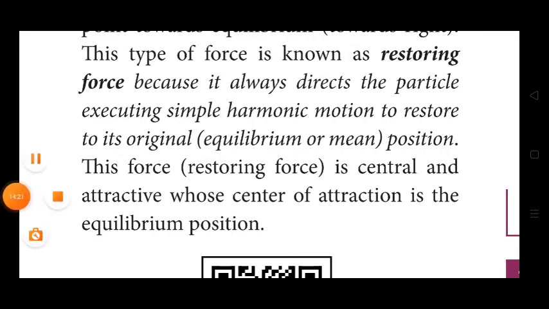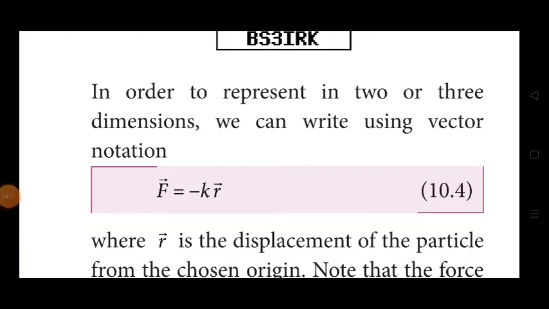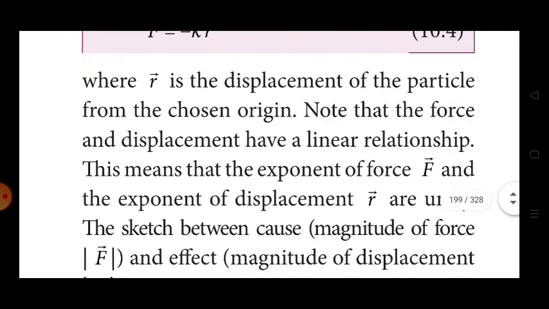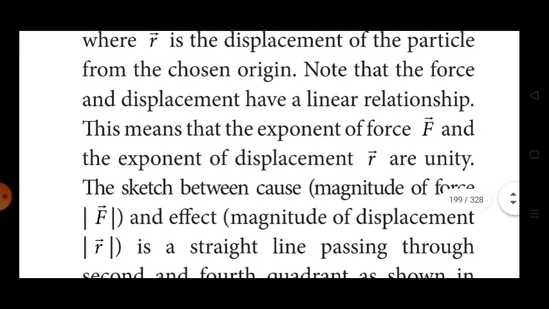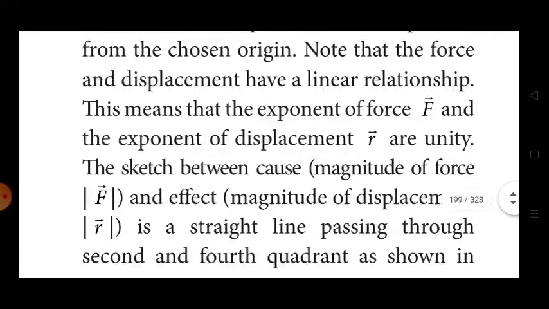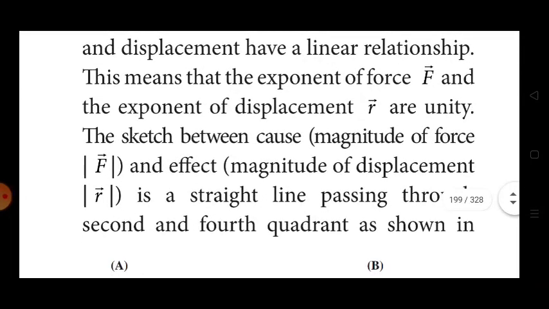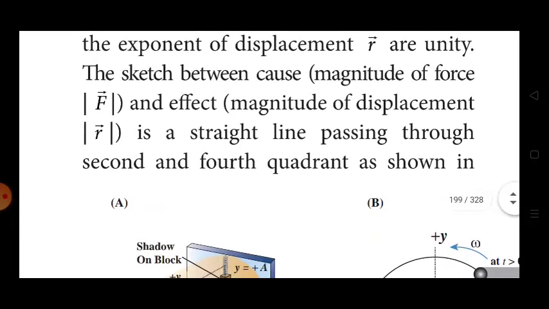In order to represent in 2 or 3 dimensions, we can write using vector notation. That is, F vector is equal to minus k r vector, where r vector is the displacement of the particle from the chosen origin. Note that the force and displacement have a linear relationship. This means that the exponent of force F vector and the exponent of the displacement r vector are unity. The graph between the magnitude of force F vector and the magnitude of displacement r vector is a straight line passing through the second and fourth quadrants, shown in the diagram.